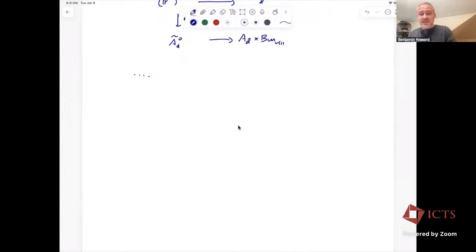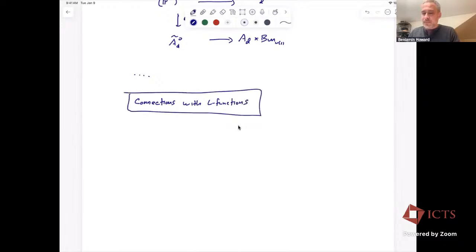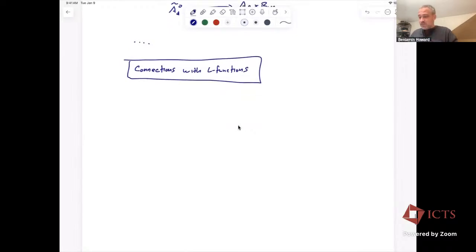So the title of my lecture series involved L functions, and so far there have been no L functions. So let me spend my remaining time talking about the connections with L functions. All right. So everything comes through the doubling integral. So let's fix a D at least 1 and start with an unramified Siegel-Eisenstein series.